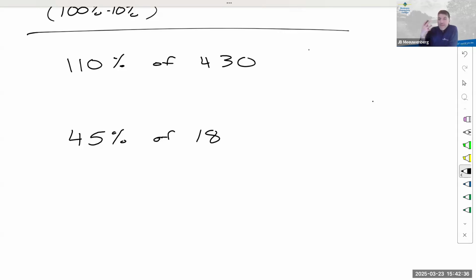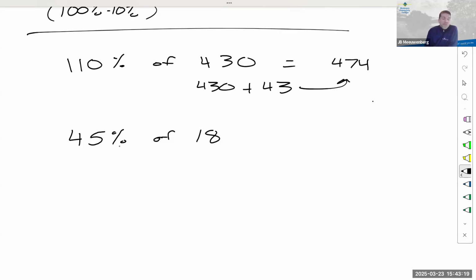So again, I'll talk through my thinking on these. 110% is 100% plus 10%. Well, 100% is just the number itself, 430. 10% would be just the 43. So 430 plus 43 is 473. Now, again, it would be 430, 100% plus 10%, which is 43. That's how we're going to end up at 473.